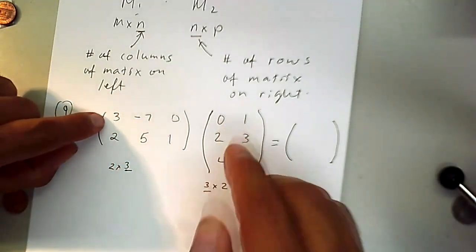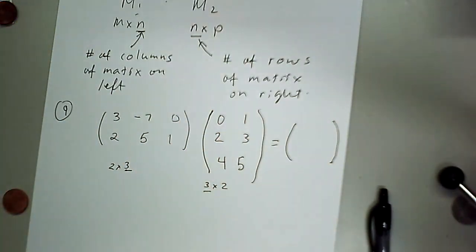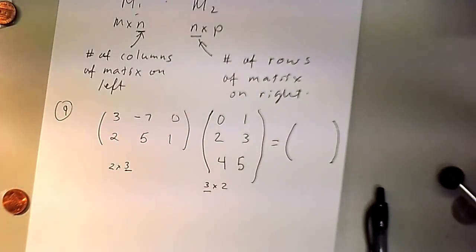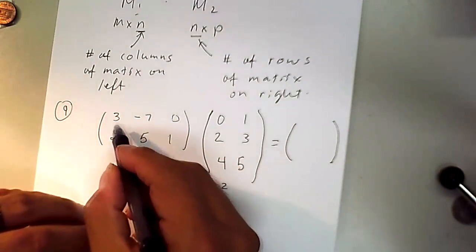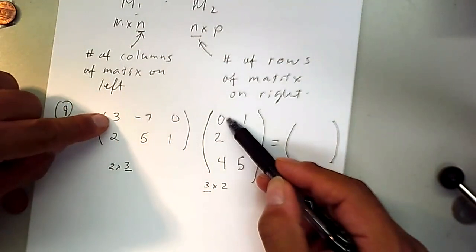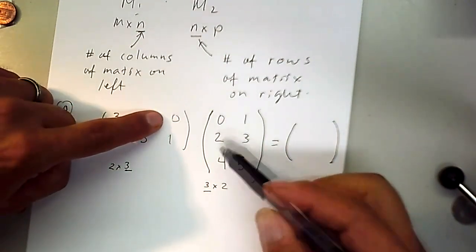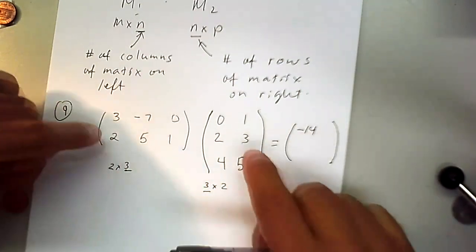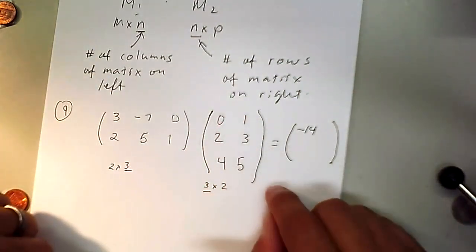So what is the dot product of, I'm looking for a pencil. I thought I had one. Anyway, what is the dot product of this row and this column? Well, let's see. 0 minus 14 plus 0. So negative 14 is the dot product of that row and that column.